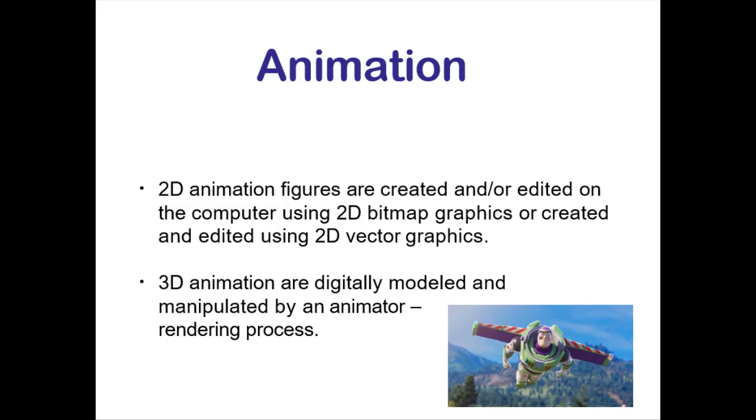There are two types of animation, 2D animation and 3D animation. We can create 2D animation using bitmap graphics or vector graphics, while 3D animations are modeled by an animator. Often we use the word render in 3D animation, which means the process of generating the 3D animation. A heavy 3D animation would normally need a dedicated graphic card to handle the 3D rendering process.